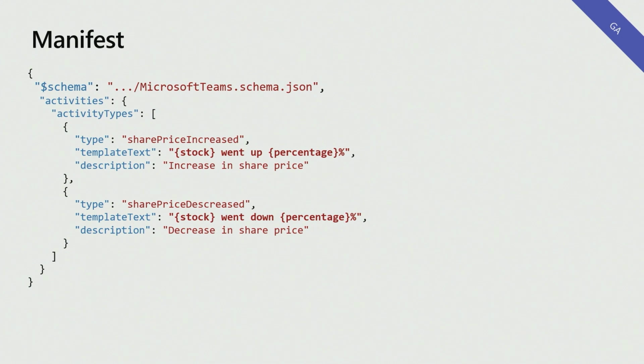The first step is to add a few details to your Teams app manifest. In here, we have to specify what the different types of notifications this app can send are. This app can send two kinds of notifications: stock price went up and stock price went down. Those are the two notifications that this app sends.